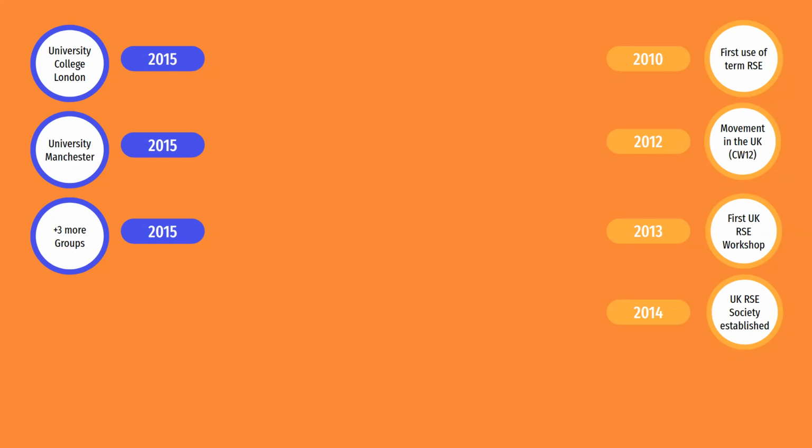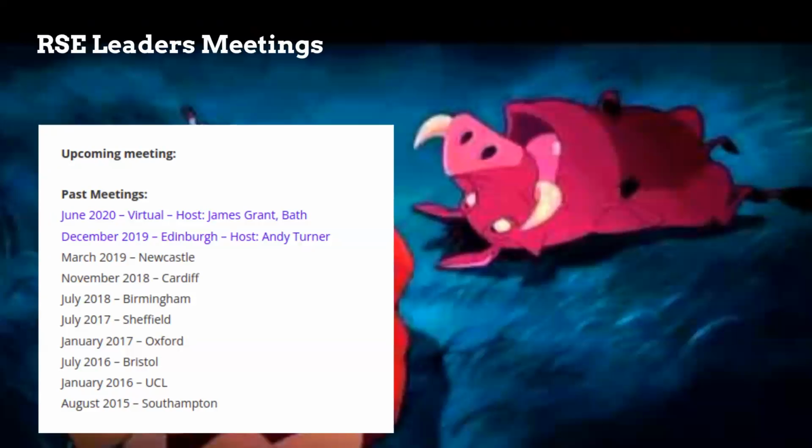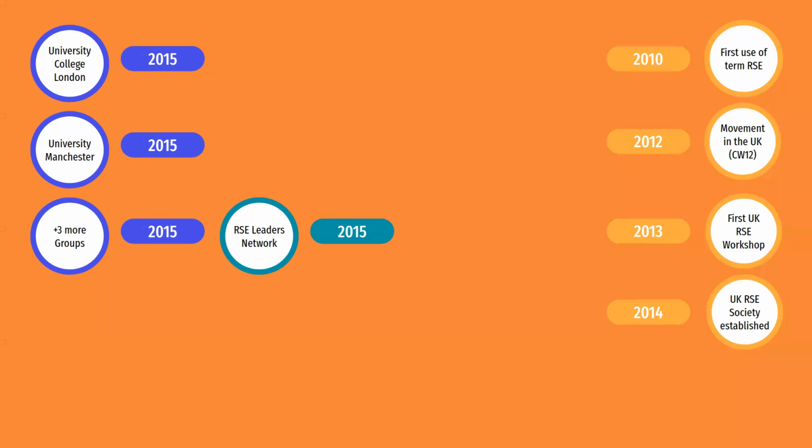By 2015, we have all of these groups that are popping up around the UK. And so naturally, they kind of want to check bases with each other, like, hey, how are you doing? Or what's working for you? What's not working? So they created these RSE leaders meetings, and they just meet a couple times a year to do exactly that. So that was 2015. That led to the establishment of the RSE leaders.